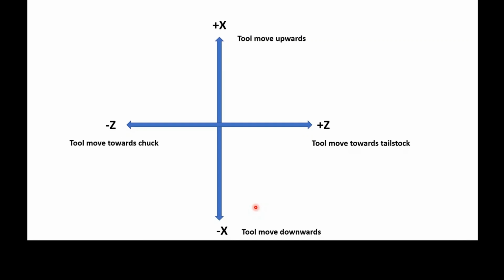So this is the coordinate system for the turning center. There will be movement along two axes, X and Z. X is used to move the tool downwards or upwards. Z is used to move the tool towards the chuck, that means towards the work part, and away from the work part. If you give minus Z values, the tool will move towards the work part. If you give positive Z values, it will move away from the work part.